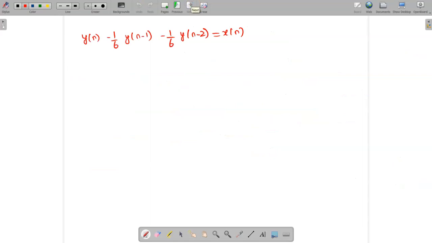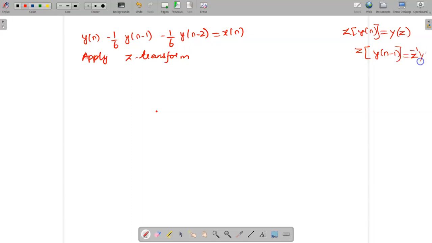So this is the problem. First let us apply the Z transform on both sides. While applying the Z transform, we know that Z transform of y of n is Y of z, Z transform of y of n minus 1 is z power minus 1 Y of z, and Z transform of y of n minus 2 is z power minus 2 Y of z. So whatever you have, minus 1 means just write in the power, z power minus 1 Y of z. Similarly, minus 2 means z power minus 2 Y of z.